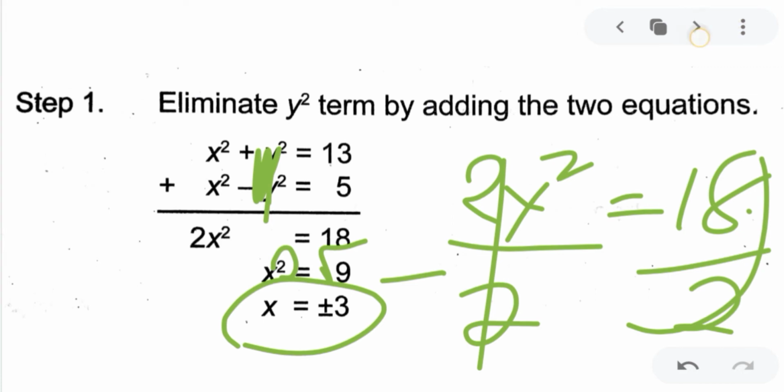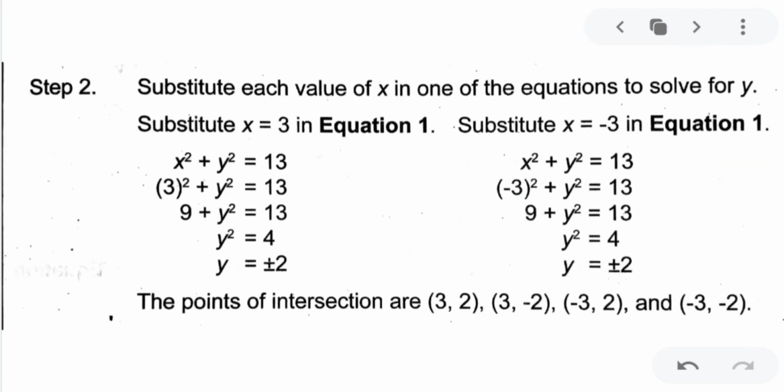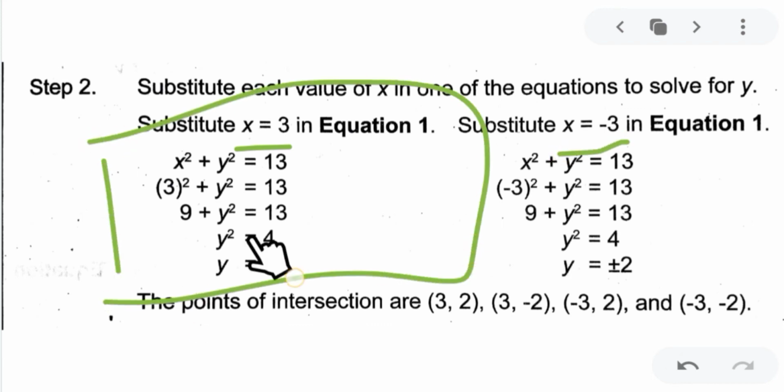Now, we have to find the value of y. For us to find the value of y, we have to substitute each value of x in one of the equations to solve for y. So I will be substituting that in equation 1. Substitute x equals 3 and x equals -3. Let us start with this one. The value of your x is 3. So 3 squared, that is 9, plus y squared equals 13.